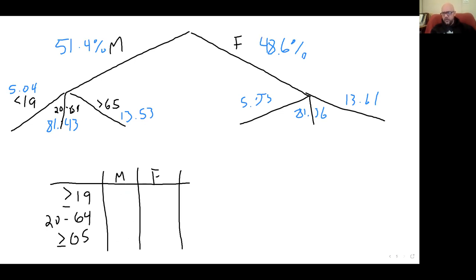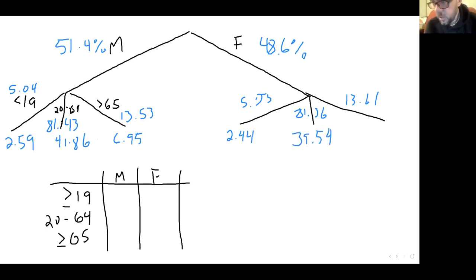So we got 2.59, 41.86, and 6.95. So we got 2.59 here. Second one, 41.86, and then the third one was a 6.95. Hey, no rounding errors this time. That's nice. And then the other one, we've got 2.44, 39.54. There we go. That's more what I was expecting to see. And then 6.61. Oh, a little bit of rounding error there, but in the other direction, since everything got rounded down.